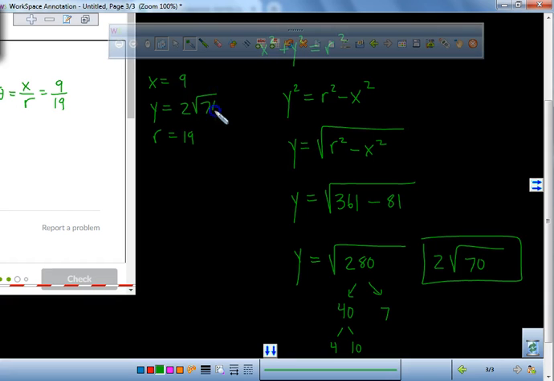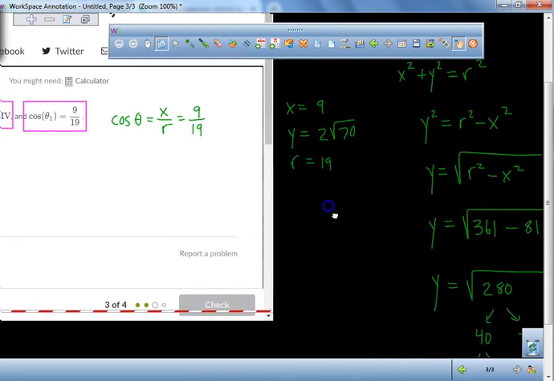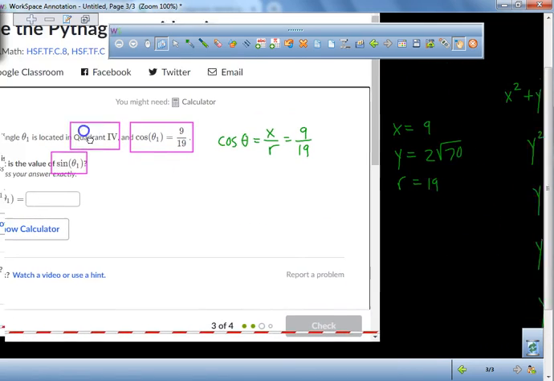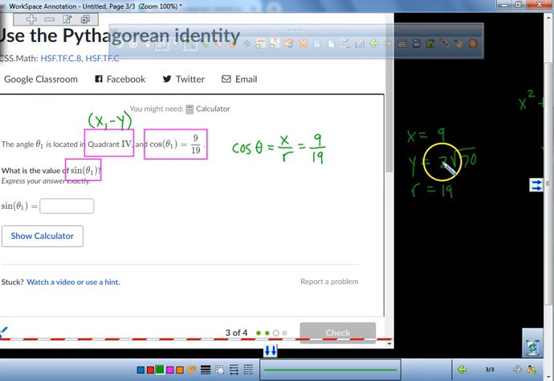2 radical 70, but this is where we have to be careful. Our y value in the fourth quadrant, guys. What's going to happen in the fourth quadrant? Our x value is positive, but what happens to our y value? It's negative, so I got to make my y value negative. Holy cow.